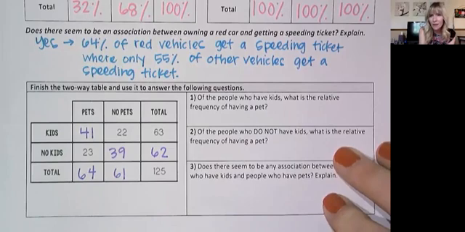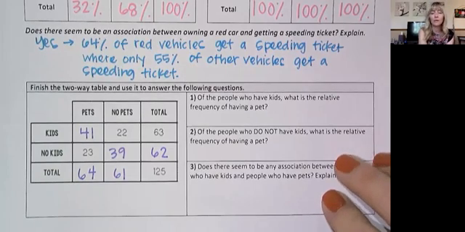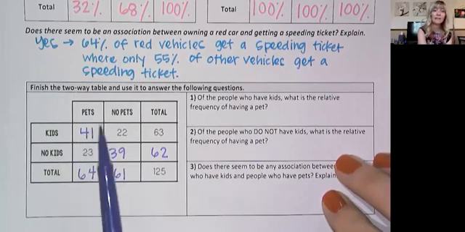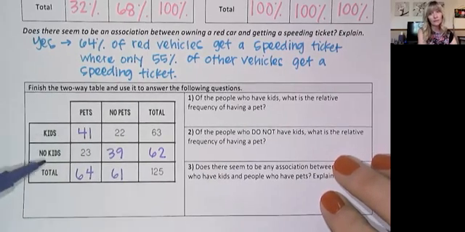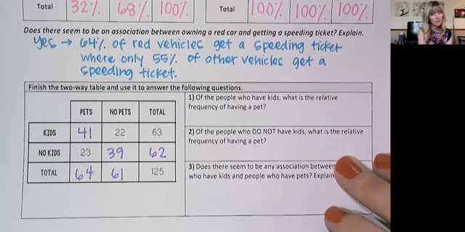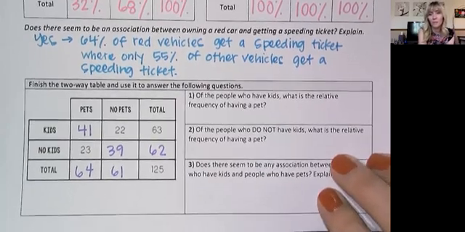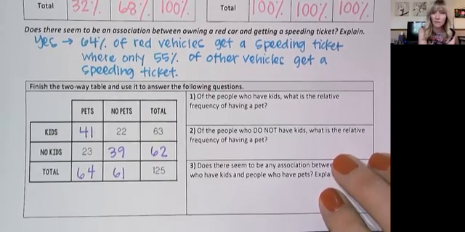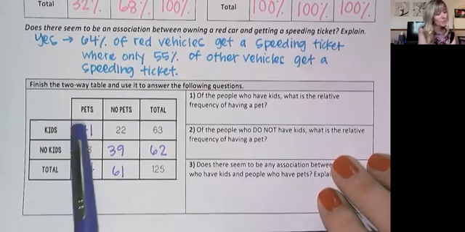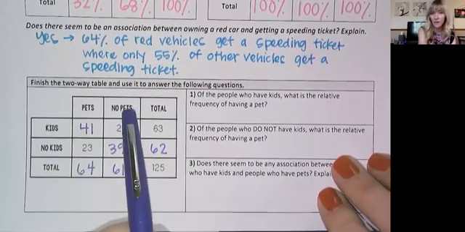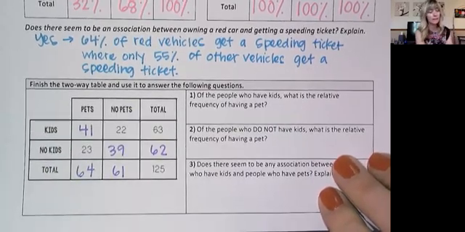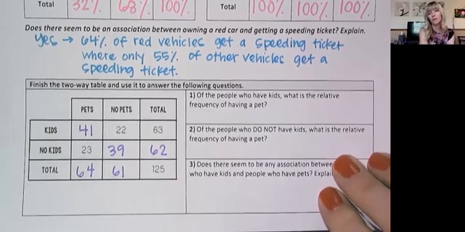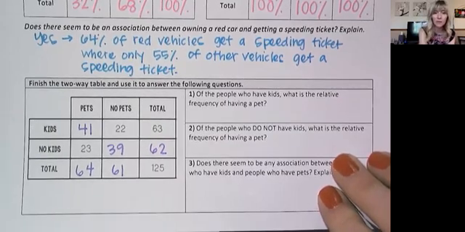So what is this data all about? Well, somebody was curious about if there's any association between having pets and having kids. So they asked adults, maybe married couples or partners or whatever, do you have pets or not? And that became one variable, pets or no pets. And they asked them, do you have kids or not? And that became another variable, kids or no kids.